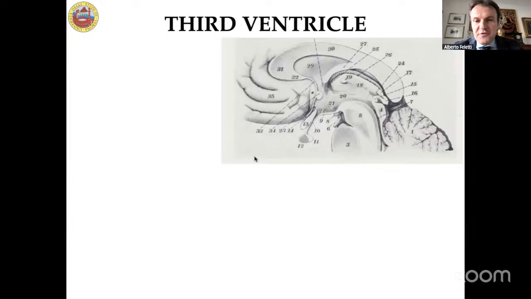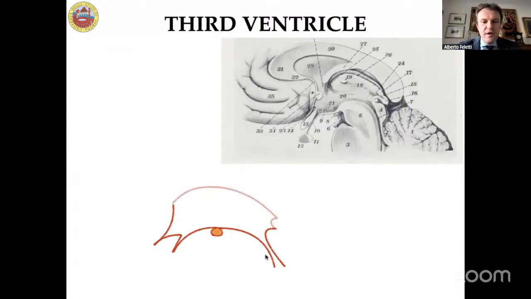Let's move to the third ventricle. So if we imagine drawing the third ventricle in a sagittal plane, we can draw it like this. We can draw the anterior part of the third ventricle and the floor. Then there is the roof, of course. And this is the brainstem, in particular the mesencephalon. And above we have the fornix, of course.